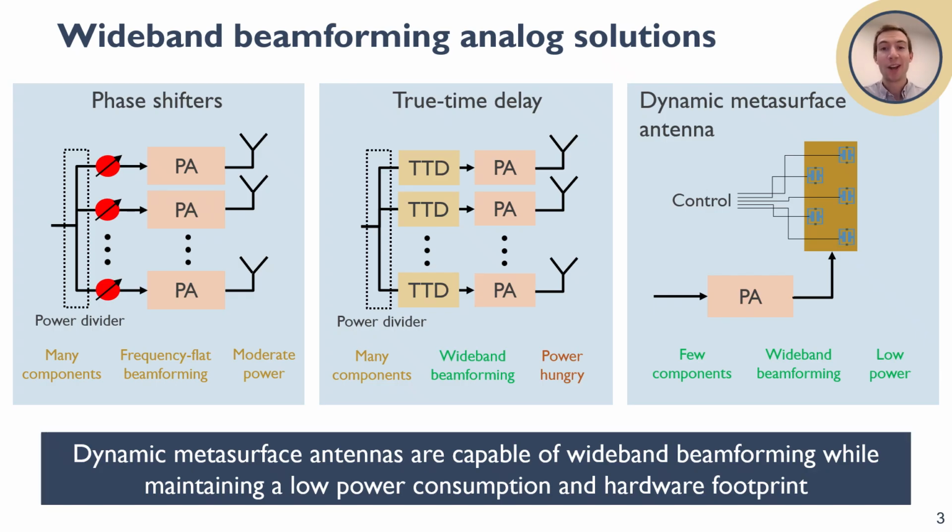Now, instead of these two, we could also use reconfigurable antennas to do wideband beamforming, and then specifically dynamic metasurface antennas. So we could use these dynamic metasurface antennas to do wideband beamforming. Each element has a frequency selective response that we can tune to a frequency selective channel, so we can do beamforming in that sense. And there are few components and low power consumption in this architecture to help us overcome some of the hardware footprint and power consumption limitations of phased arrays and true time delays.